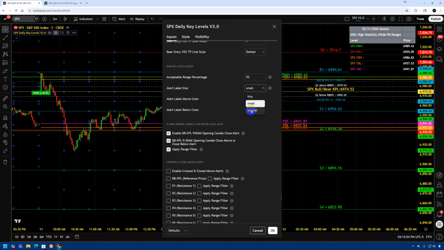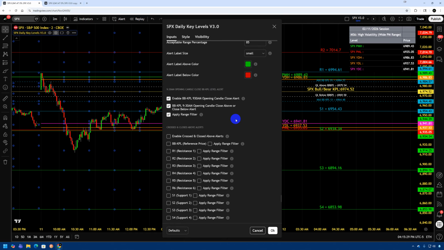And you can change the size of the label. You can also change the color schemes of the labels. So there we've changed it to normal. Small is the default. Let's go ahead and reset this back to what it was. Okay, so now we'll go through the other sections.